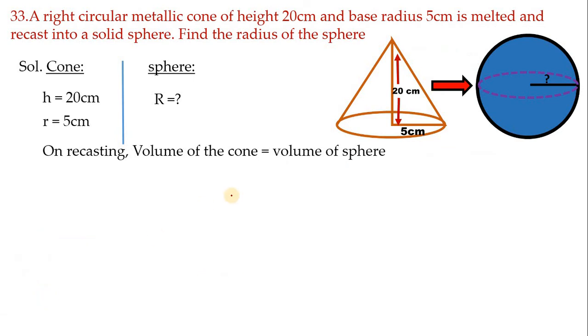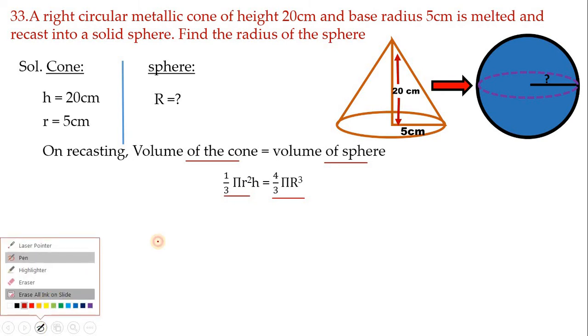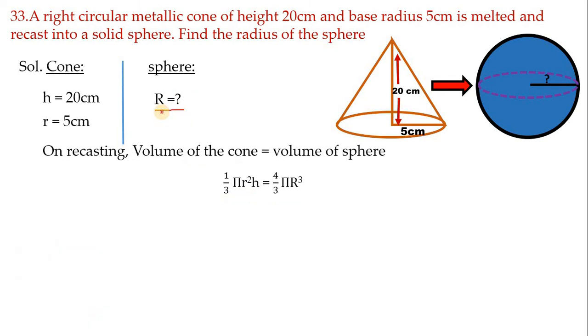Now write the formula, children. What is the formula for the volume of a cone? That is 1 by 3 pi r square h. The formula for the volume of a sphere is 4 by 3 pi r cube. And see, the sphere radius I have taken as capital R, so here you have to write capital R itself. Now let us substitute the values. But before that, look here: pi and pi will get cancelled, isn't it? Yes.